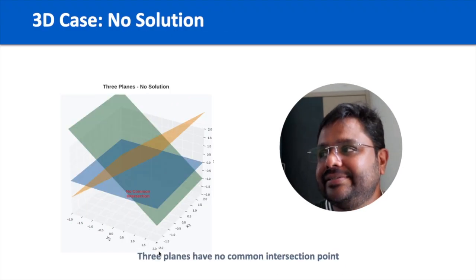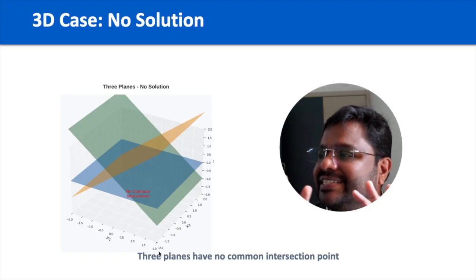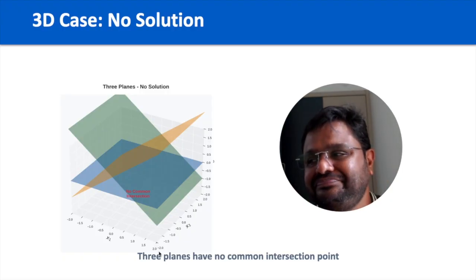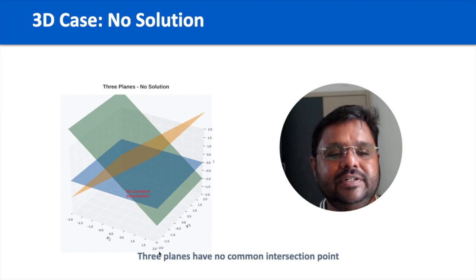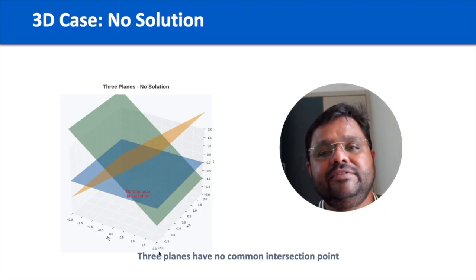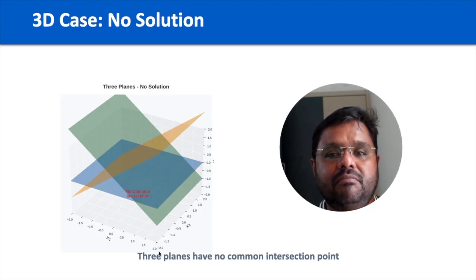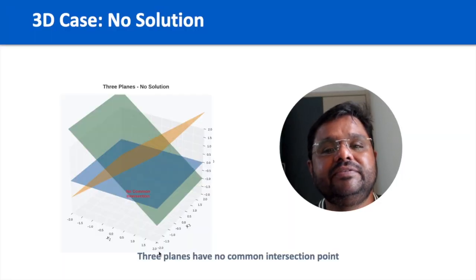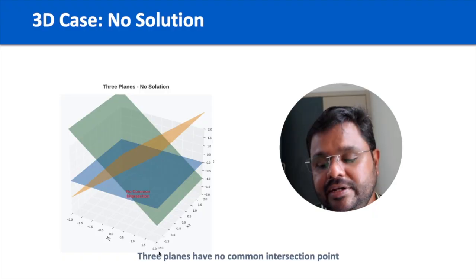Look at this case. Here the three planes are there, but the three planes never meet at a single point. So what happens then? There is no solution. So in this three-dimensional case also we have three scenarios. First one is a unique solution, second one is an infinite number of solutions, and the third one is no solution. So three cases arise both in 2 dimensions and in 3 dimensions.